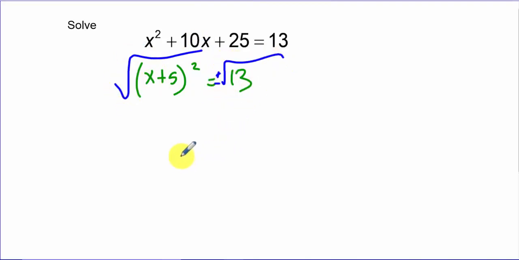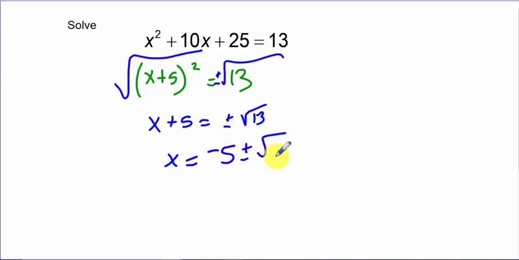Not forgetting to take the plus and minus of that. Of x plus 5 equals plus and minus root 13. And x equals negative 5 plus or minus root 13. A great way to avoid the quadratic formula. I'm not a fan of the quadratic formula because it takes a lot of making sure you're adding, subtracting right. There's a whole bunch to do in there, whereas this is pretty straightforward.